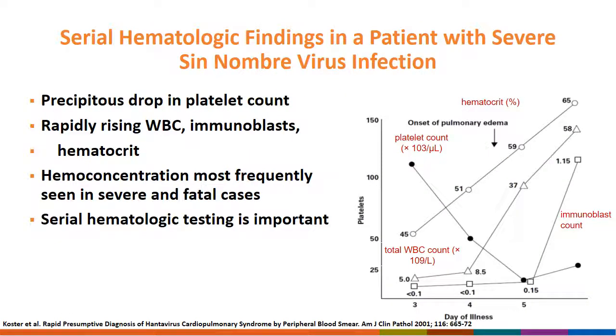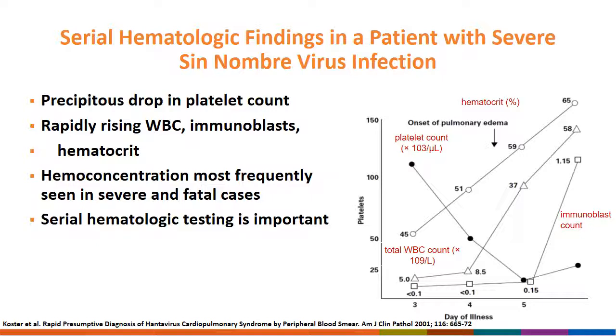Here is a graph describing the serial hematologic findings in a patient with severe sin nombre virus infection. The open circles depict hematocrit percentage, the closed circles depict the platelet count, the squares depict the immunoblast count, and the triangles depict the total white blood cell count.